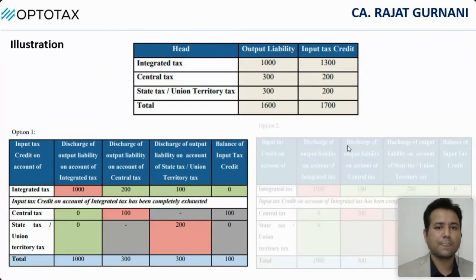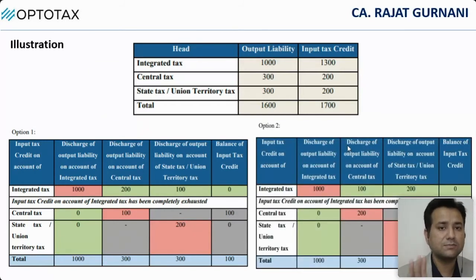Now option 2. Both the options are correct. Please note down, both the options are correct. Now again, my output liability for IGST was 1000. So first priority is given to IGST, right? So for IGST, I have settled off 1000, leaving 0 output liability for IGST.